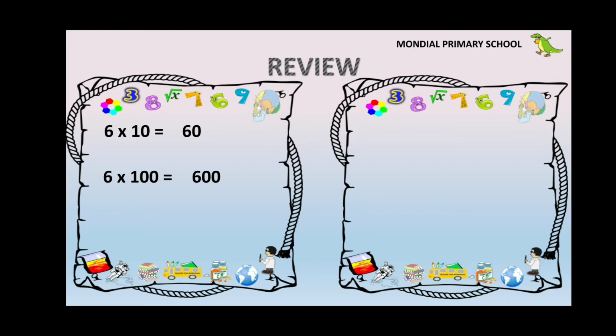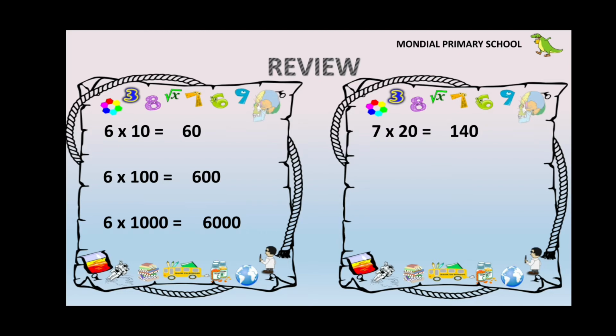Then, what is 6 times 1,000? 6,000. Well done. The digit remains the same, but 3 zeros are appended at the end. How about 7 times 20? 140. Good job. I know that you can do it.